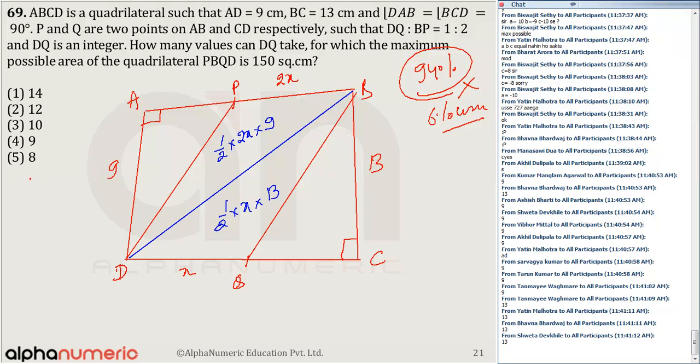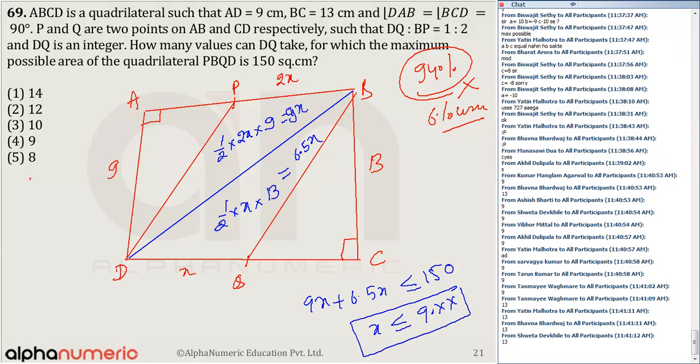So what is the total area? 9 into 2x by 2, that is equal to 9x. Okay, this is 13 by 2x. That is equal to 6.5x. And it is given that 9x plus 6.5x is less than equal to 150. Solve this, I'll get x is less than equal to 9 point something. So x is less than equal to 9 point something. So answer will be 9. There are 9 integral values.